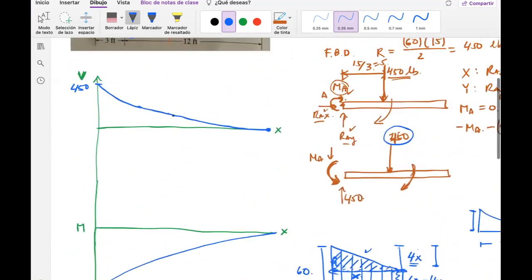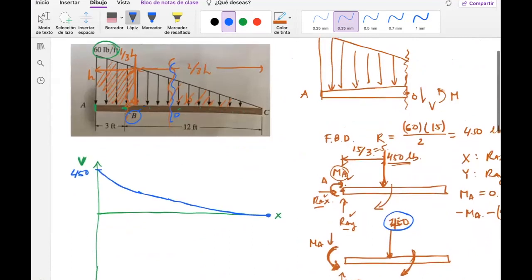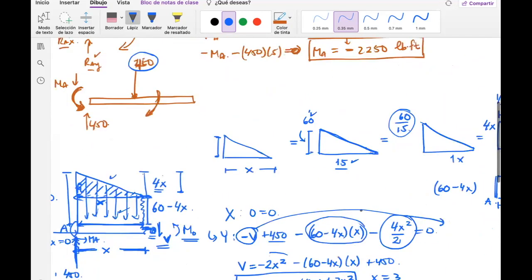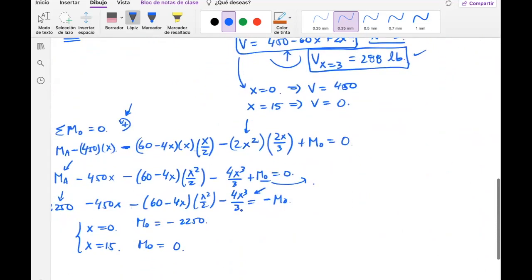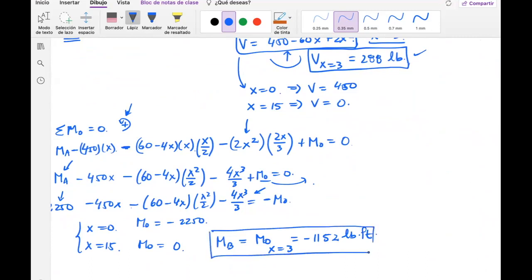Hey, what about the value at B, which is 3 feet from A? Well, as we calculated this one, we already have the value for this one. Now I want to calculate the value for MB. This is the same thing as MO when x equals 3. And this guy is going to give me minus 1,152 pounds feet. You need to believe me on that. Whoops, that is actually happening.